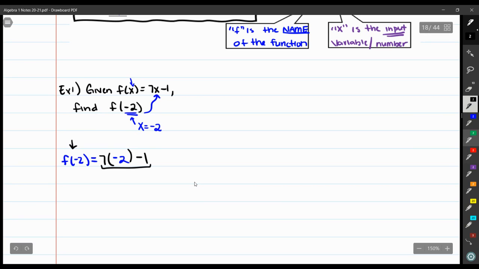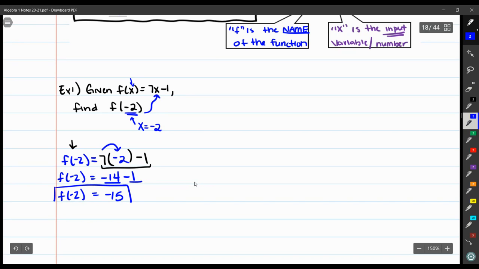Simplify the right. So we have f of -2, that's just going to follow us down, equals 7 times -2 makes -14 minus 1. f of -2 equals -14 minus 1 makes -15. And this is your solution. This is your answer. You found what f of -2 is. f of -2 is this -15.